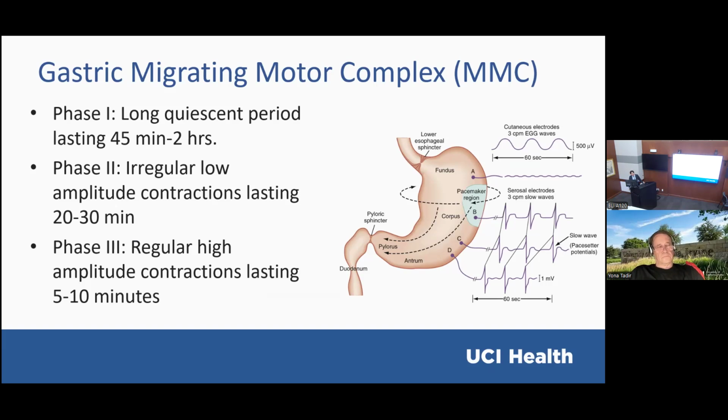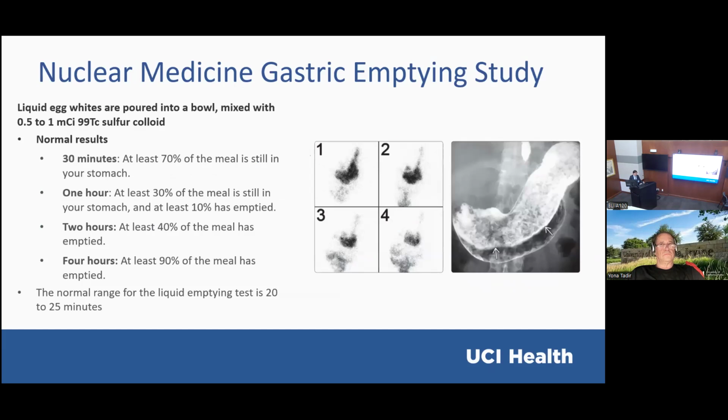And the best that we have to diagnose gastroparesis is what we call a nuclear medicine gastric emptying study. So they go to nuclear medicine, they eat these liquid egg whites that are tagged with sulfur colloid, and we watch and see how quickly it empties out of their stomach. A normal study is at 4 hours, at least 90% of the meal has emptied, with less than 10% of stomach contents remaining. And it should happen within 20 to 25 minutes for the liquid to start emptying.